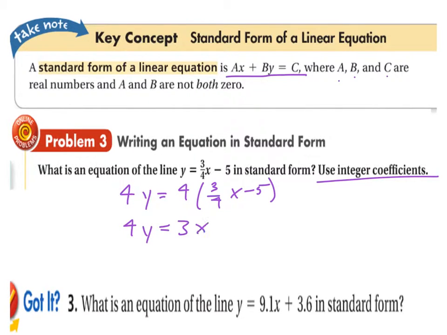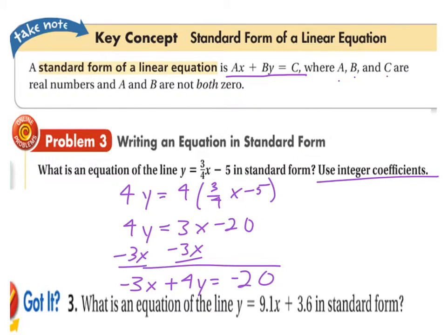We end up with 3x minus 20. And then we just want to get the x on the same side as the y. So I would subtract the 3x. And just because this is kind of standard how it's written, to put the x first and then the y, I will do that as well. And there is the standard form of the equation for that line.